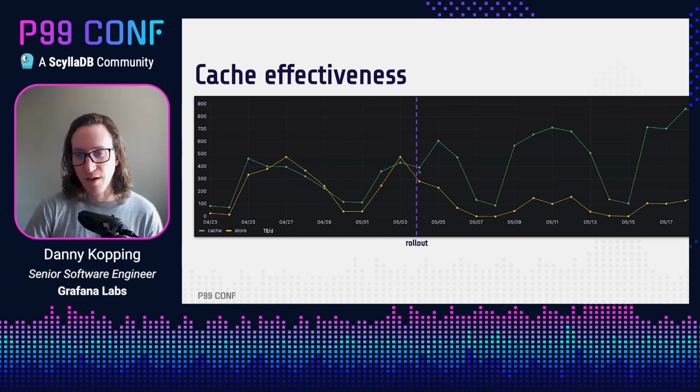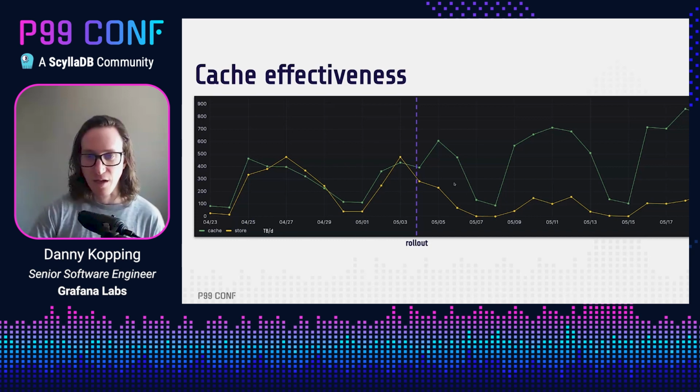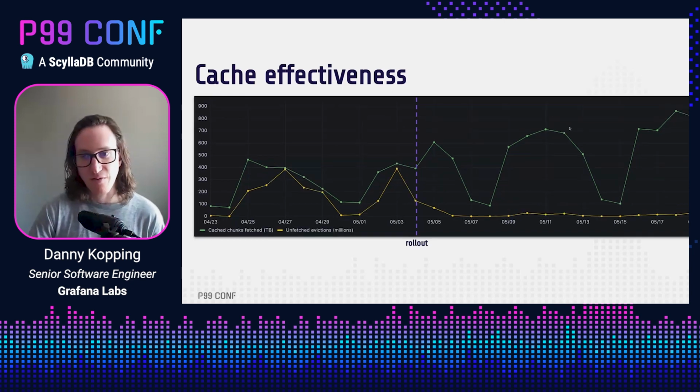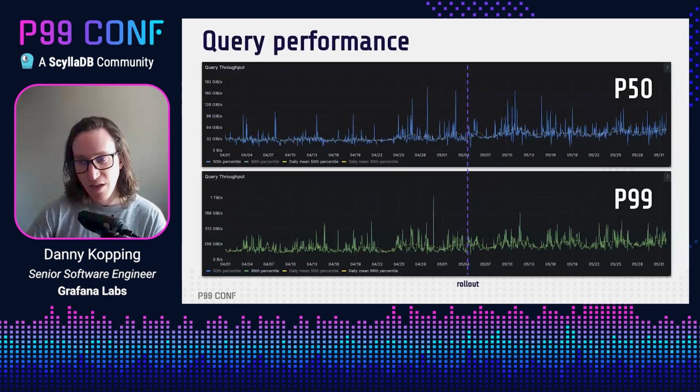But following the rollout, you can see a massive separation between those lines. We still had to fetch items from the store, but now we're able to retain so many more of them in our caches that we ended up fetching hundreds of terabytes of data from our caches every day. Visualized a different way, the yellow line here is now the unfetched evictions, and we can see that the churn in our caches massively decreased as well, because now we have a cache that's large enough to hold the set of data that we need.